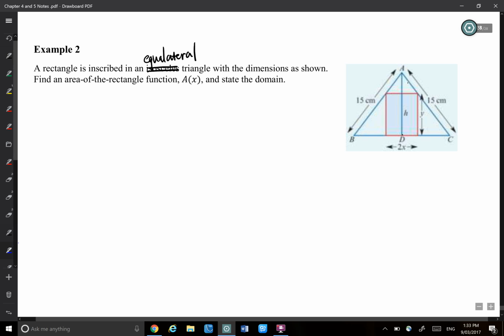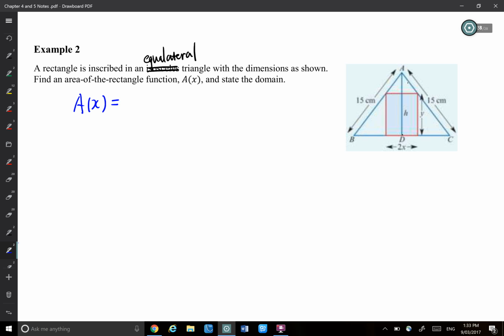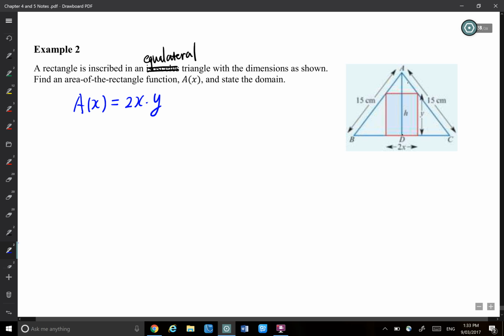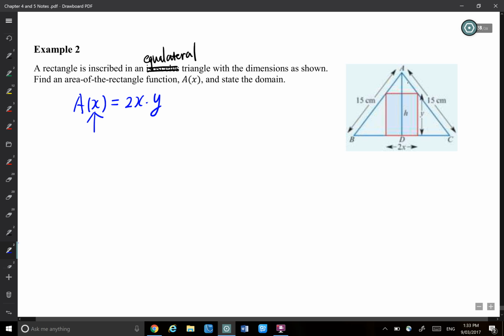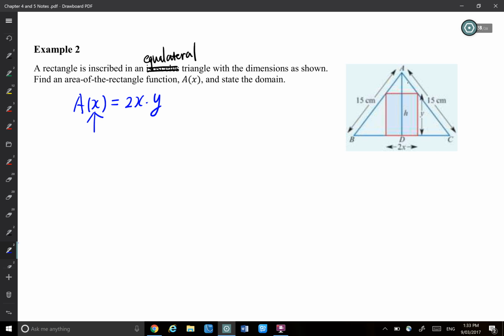First of all, what can we write for A(x)? It's a rectangle, so the area must be length times width: 2x times y. But this y will change according to x. The variable for this function A is only x, so I cannot put y there. I need to find the relationship between y and x, write y in terms of x and substitute back to find the real equation for A(x).